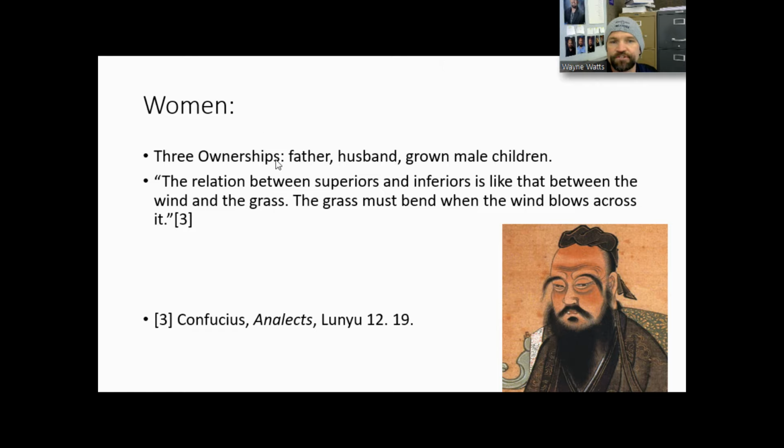Again, keep in mind, in Confucianism, there is no concept of a woman owning herself. There's the concept of three ownerships. A woman is owned first by her father, then by her husband, and if her husband dies, even by her grown male children. The relationship between superiors and inferiors is like that between the wind and the grass, said Confucius in the Analects. The grass must bend when the wind blows across it.